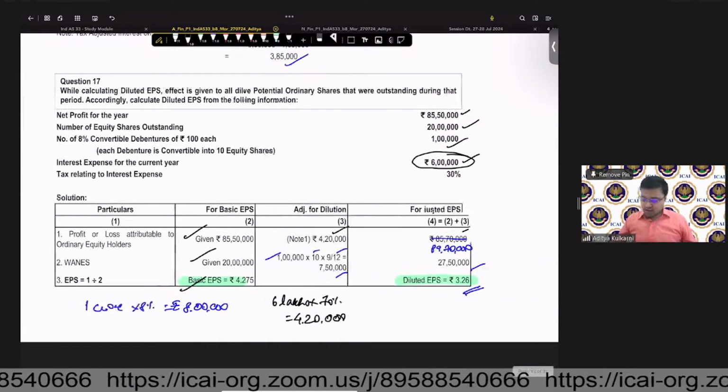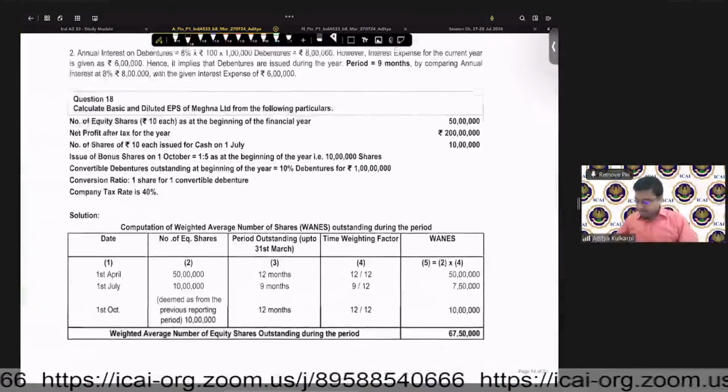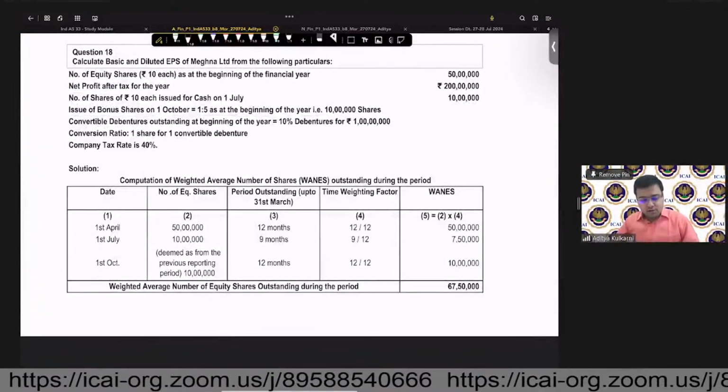Any doubts so far? So 17 is done. Let us move on to the next.